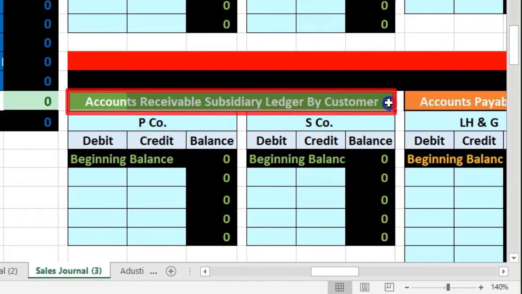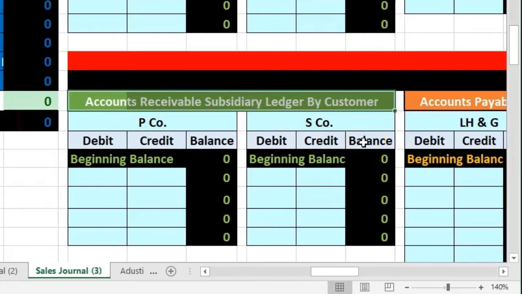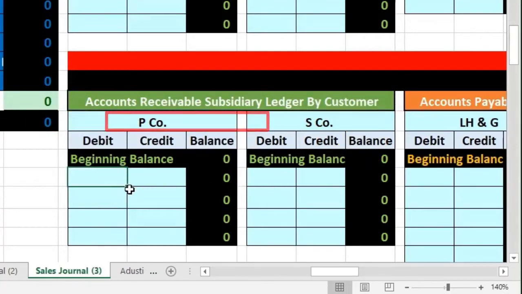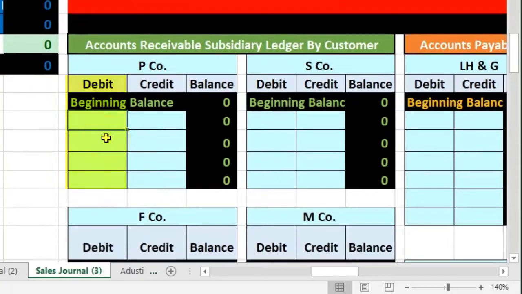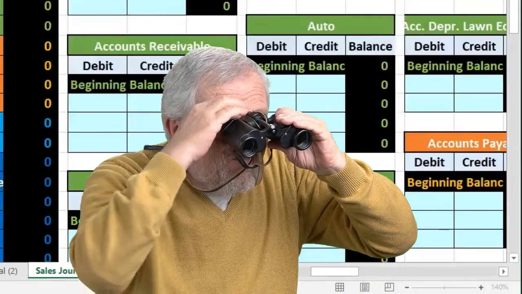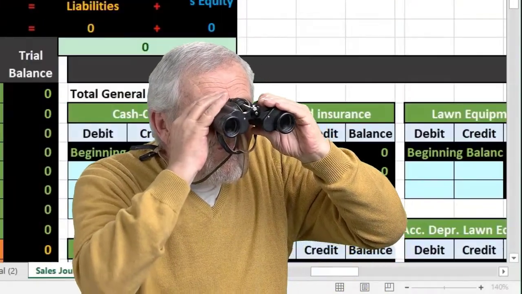The accounts receivable subsidiary ledger is right here. And so for P Company, I'm going to say it's a debit because it's in the accounts receivable. I'm going to do this with a formula. So I'm going to say equals and then go find that number. I'm going to scroll up, scroll to the left.